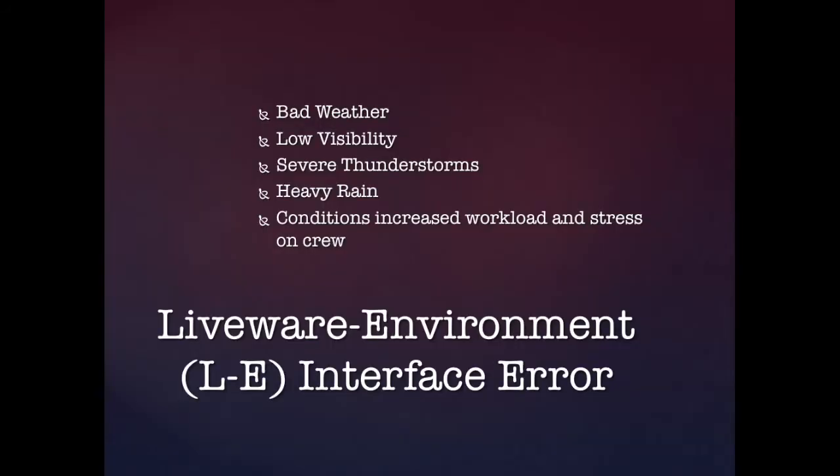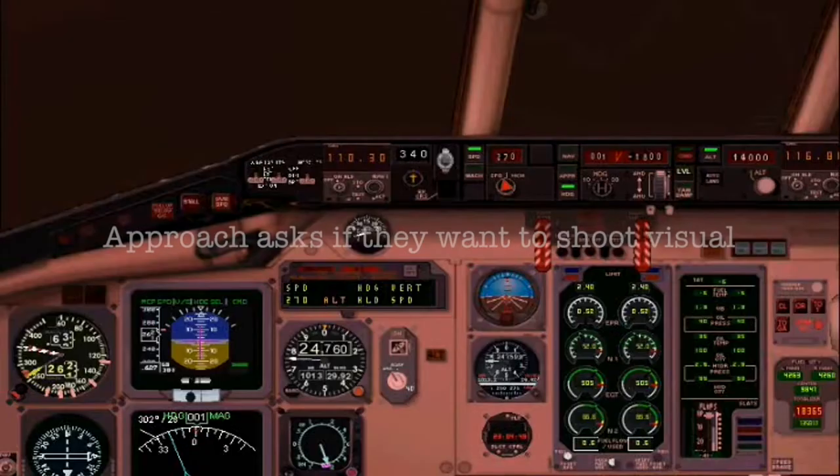It became evident that Flight 1420 was destined to become a disaster because it was harder to track the storm since there wasn't a sophisticated radar at Little Rock. Unquestionably, the environment and weather conditions affected the performance of the crew. The liveware-environment system was in error in this case because bad weather, low visibility, severe thunderstorms, and heavy rain increased the stress and workload on the crew.